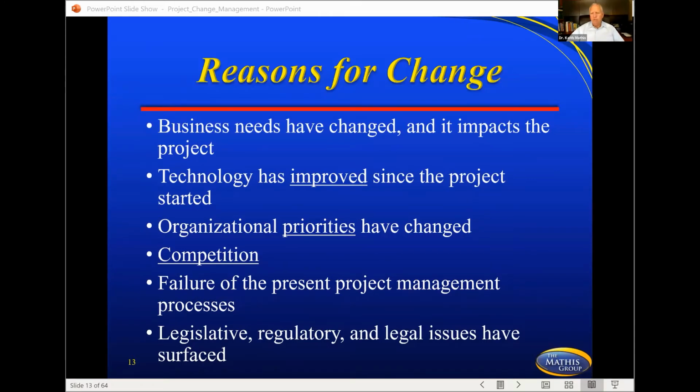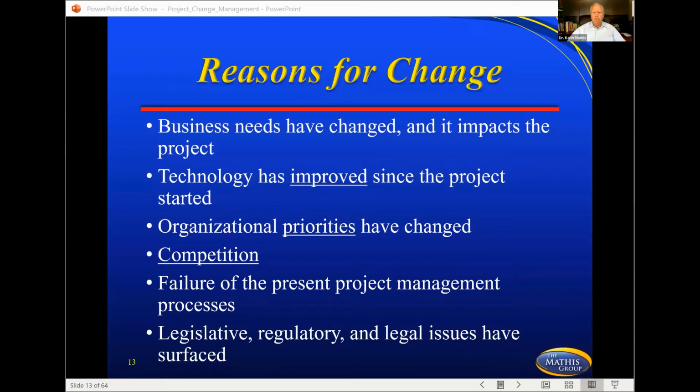Organizational priorities have changed. For those of you who are in government settings, you see this happen. If the governor changes, the organizational priorities change. And so the projects you're in the middle of, many times they are salvaged, but many times will have a new adjustment to them. Competition. For those of you who are not in government settings, you're dealing with competition. How can I compete against somebody else who has a company very similar to mine?